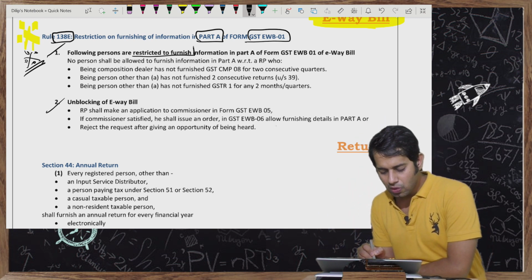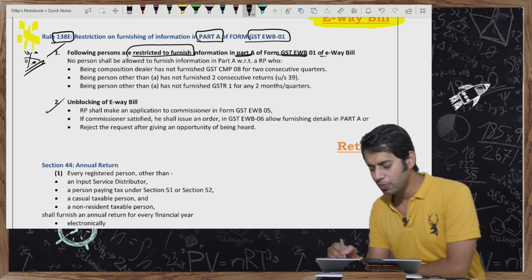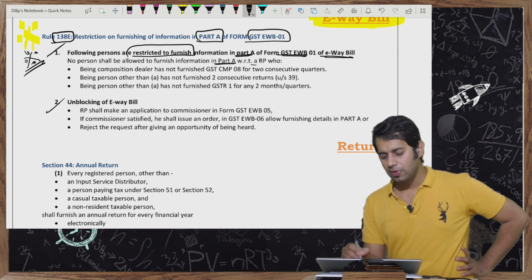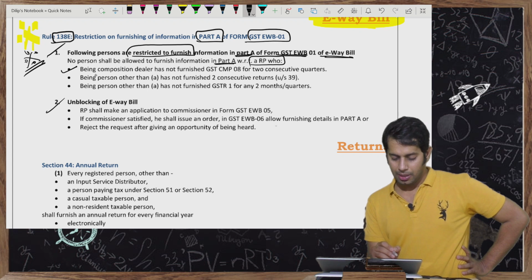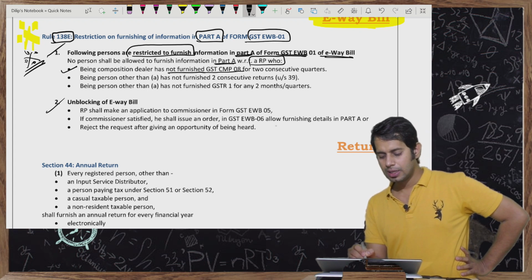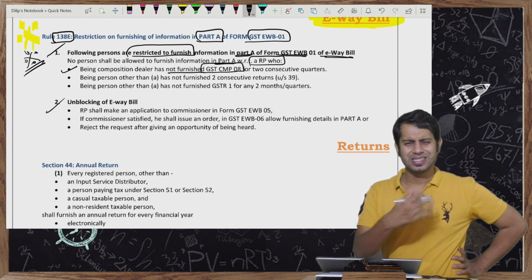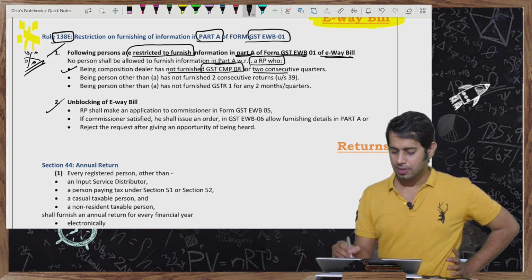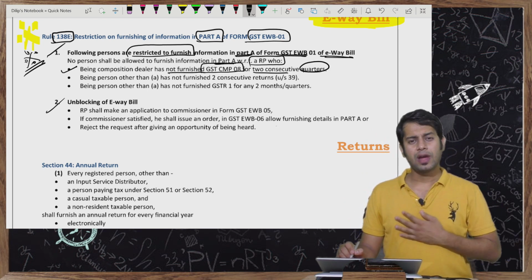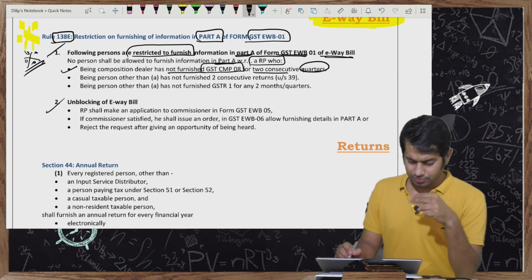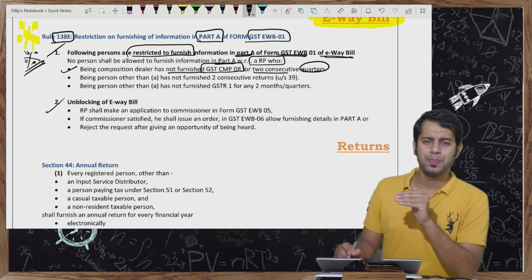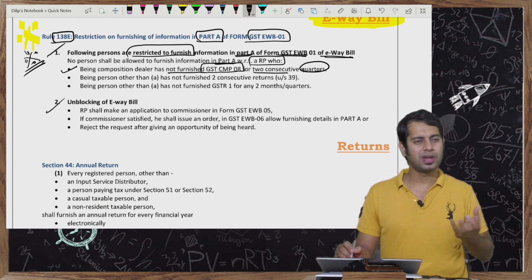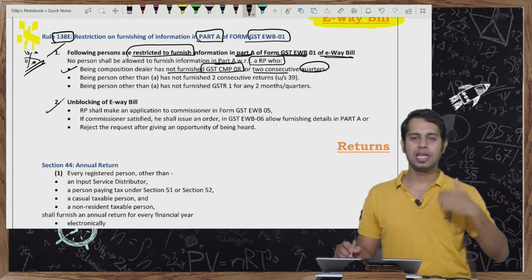The following persons are restricted from furnishing information in Part A of GST EWB 01 of the e-way bill. No person shall be allowed to furnish the information in Part A with respect to a registered person who, being a composition dealer, has not furnished GST CMP 08. That is the return he has to upload for making the payment for 2 consecutive quarters, because it is quarterly. So if I am a composition dealer who has not furnished the return GST CMP 08 for 2 consecutive quarters, then if I have purchased goods from someone, the supplier will not be able to generate an e-way bill for me.